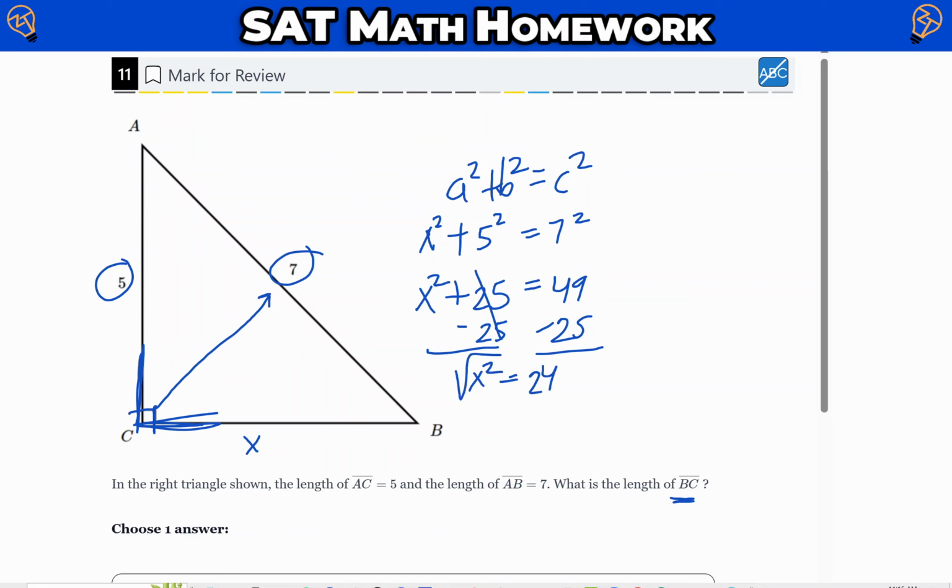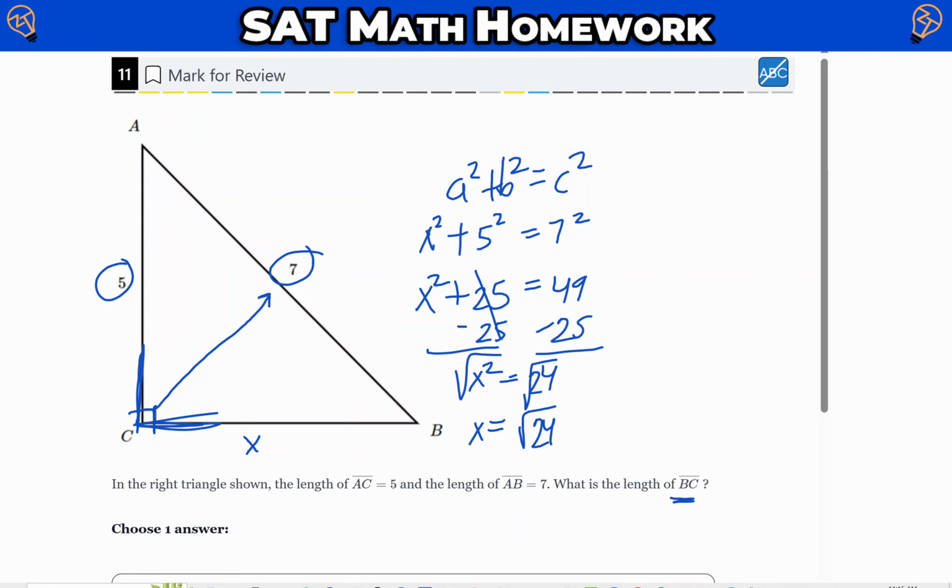And then now we're going to take the square root of both sides. Well, technically, when you take the square root of something squared, you get two answers, plus or minus. But because we're talking about a real life problem here or a triangle with side lengths, you're not going to say you have a negative length. So it is positive root 24.